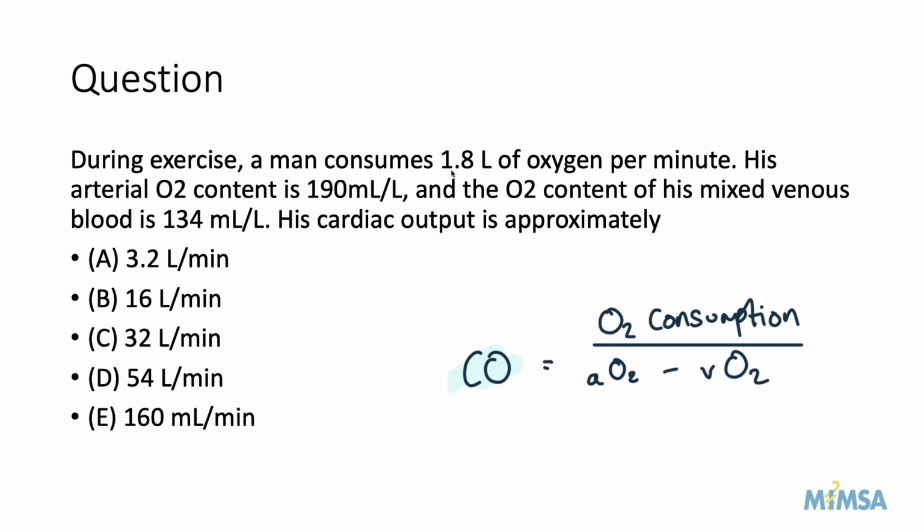So make sure that you convert the 1.8. When you get questions like this, you always have to make sure about the units. So make sure that you have all the units the same. So change the 1.8 to 1,800 milliliters. So then you do 1,800, and then using these two values and adding them to the equation, you can work out the cardiac output. I'll give you a few moments to work out this answer.